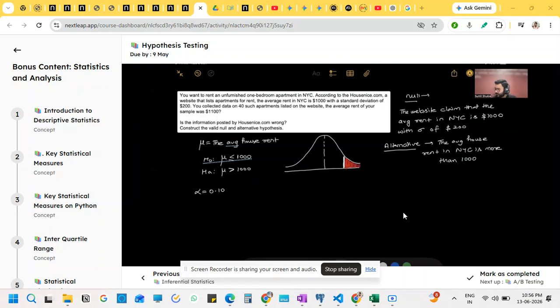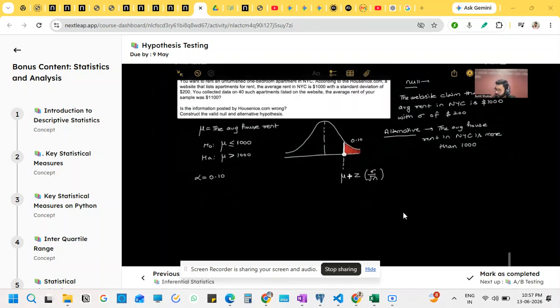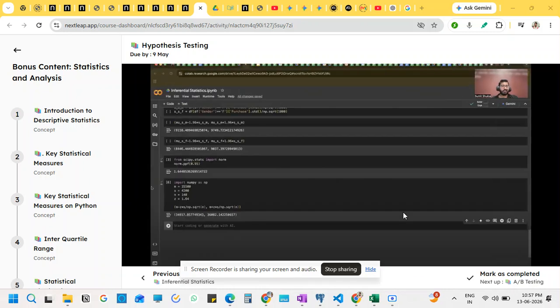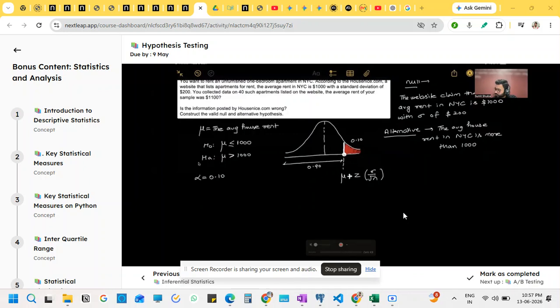Now I need to find this critical value over here. This value will be mean plus z, because it is on the higher side. So mean plus z times sigma divided by root of n. Now we have sigma, we have n, but we don't have z. How will we find z? If this is 0.10, from here all the way up to here it is 0.90. So let's find the value for 0.90. It is 1.28. I hope that I'm right. Yes, so this is 1.28.